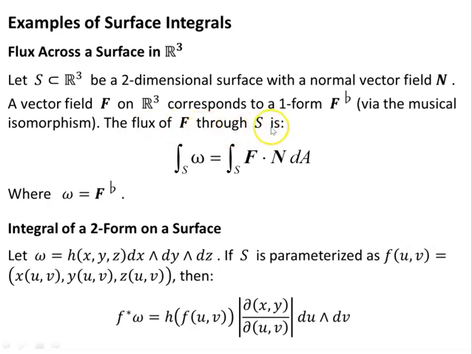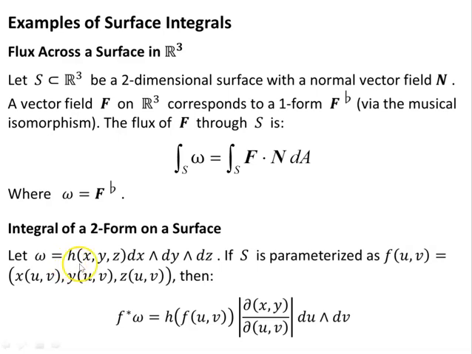So the flux of F through S is the integral of omega over S, that's the submanifold on the right of the previous slide, is the integral over S of F dot dn dA, all right? Where omega is F flat, because omega is a one form and you're lowering it through the flat, hence F flat. Integral of a two form on a surface.